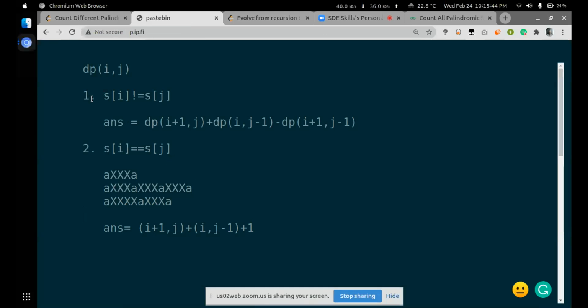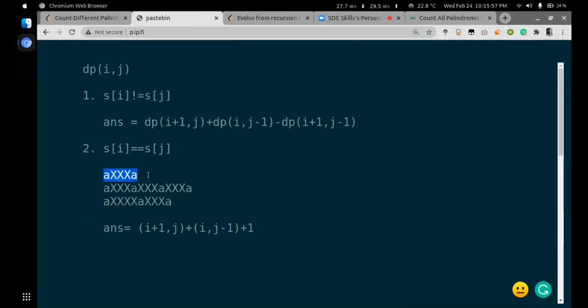So, in our problem where we need to find the distinct ones, the problem arises when both the extreme points are the same. So imagine we have this kind of string.